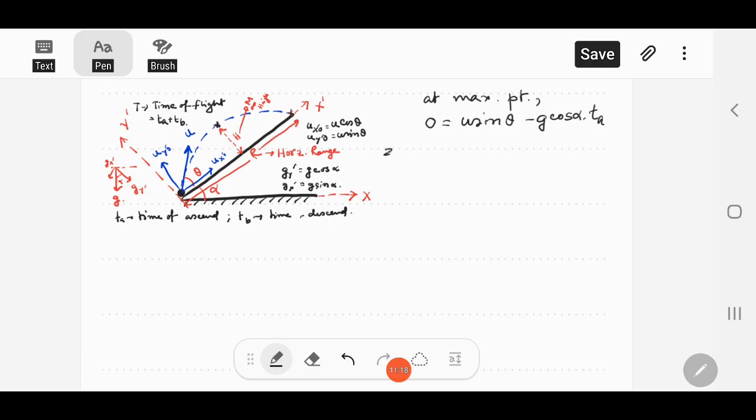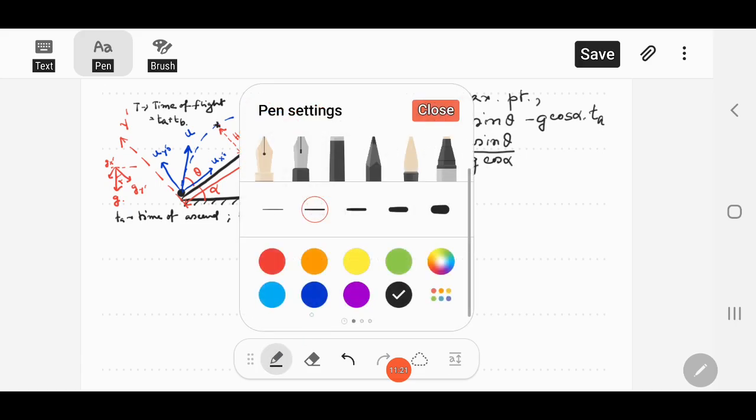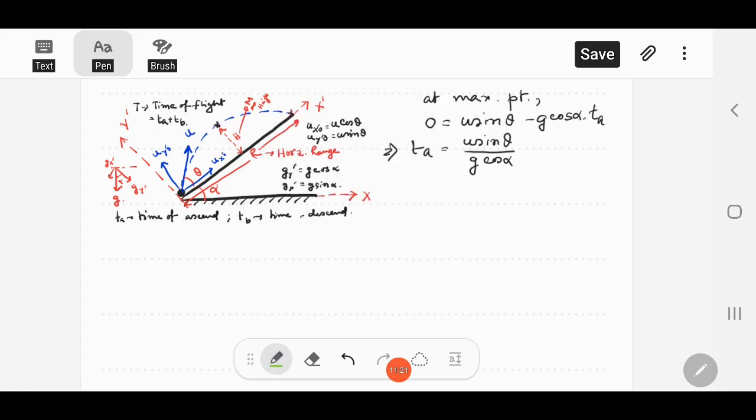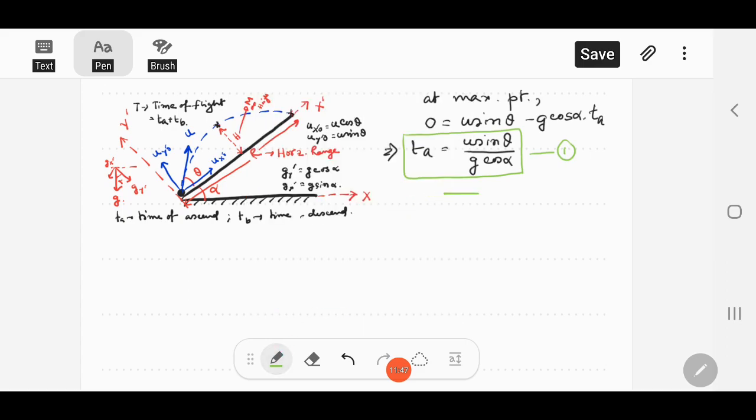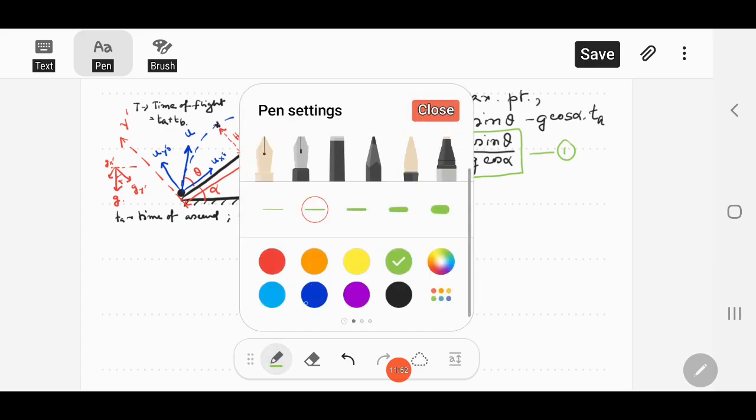So from here we can get ta is equal to u sin theta divided by g cos alpha. So let's box it, because we are going to need this. So this is our equation 1. Now, before calculating the total time of flight, let's calculate the maximum height.